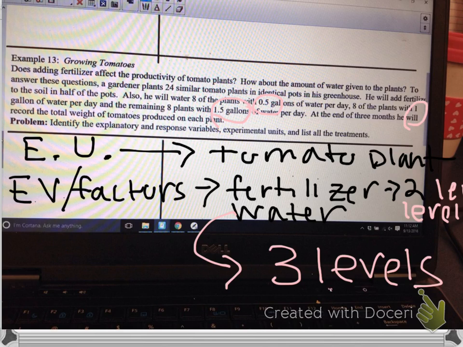Lastly, we have the treatments, we have the experimental units, the response variable. I'm just going to say that in words so I can wrap this up. At the end of the 3 months, he will record the total weight of tomatoes produced on each plant. Okay, so right here, that's my response variable. And I would write that down in my notes if I were you.